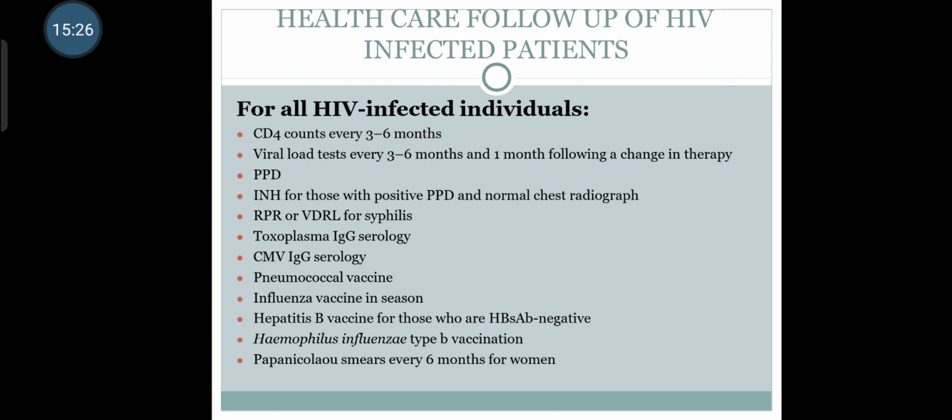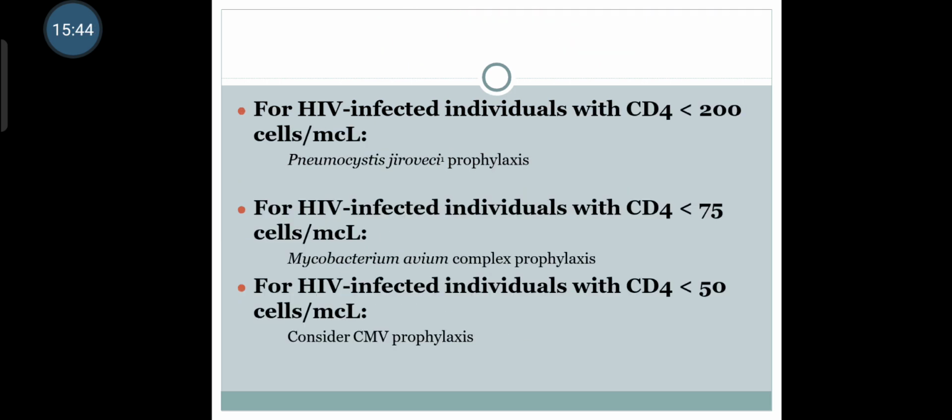Haemophilus influenzae type B vaccination, and Papanicolaou smears every 6 months for women. So all these are the tests to be done, or the treatment to be given, to take care of the HIV infected patients.